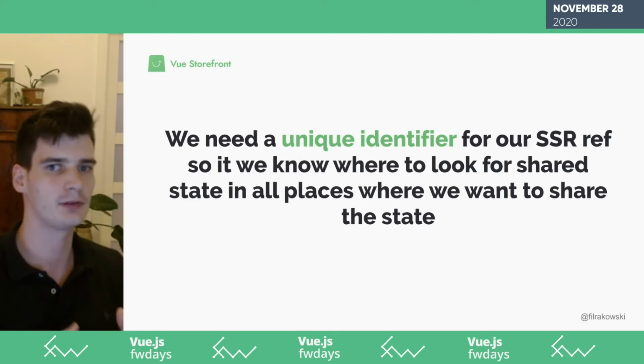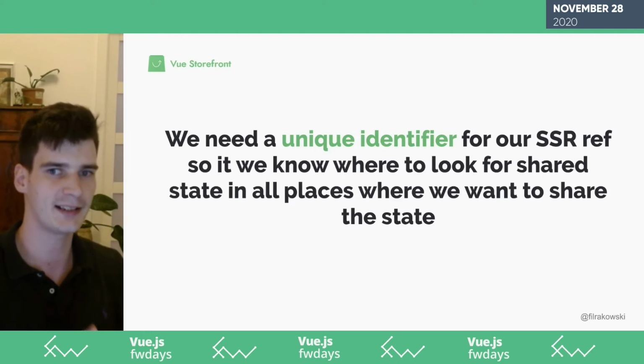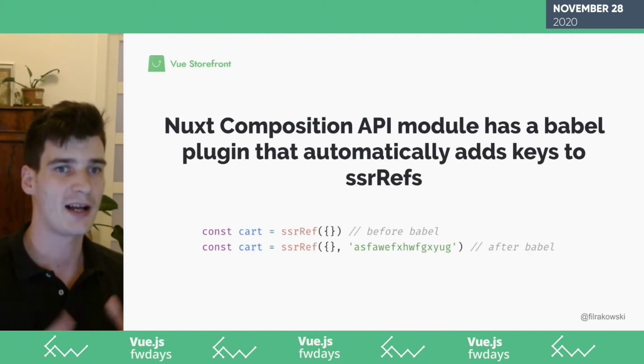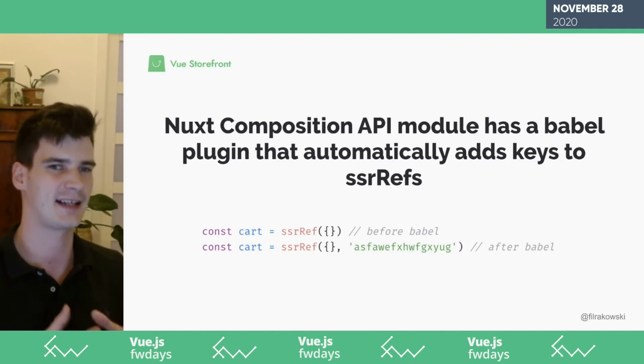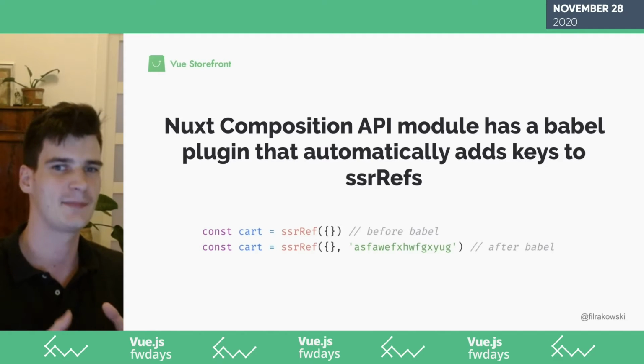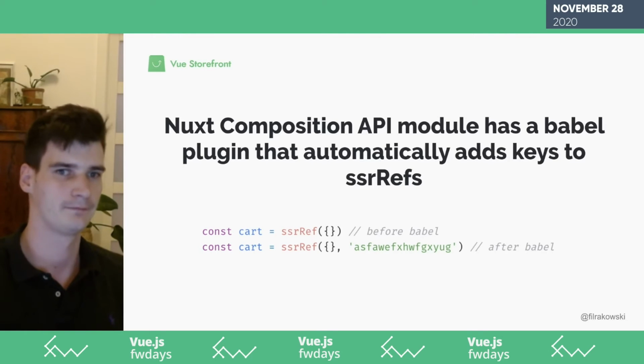And it's that simple concept of a key value database. And once we know the key that is associated with some data in the database, we can easily access it and override it. Imagine how surprised we were when, during the research on how to implement that, we discovered that Nuxt Composition API module is basically doing exactly this under the hood through a Babel plugin.